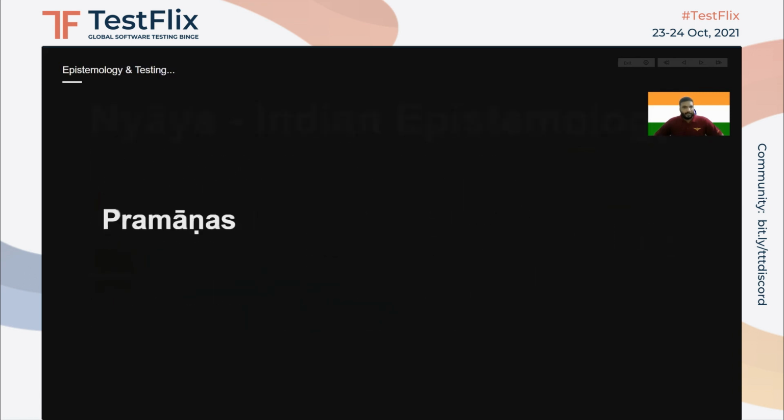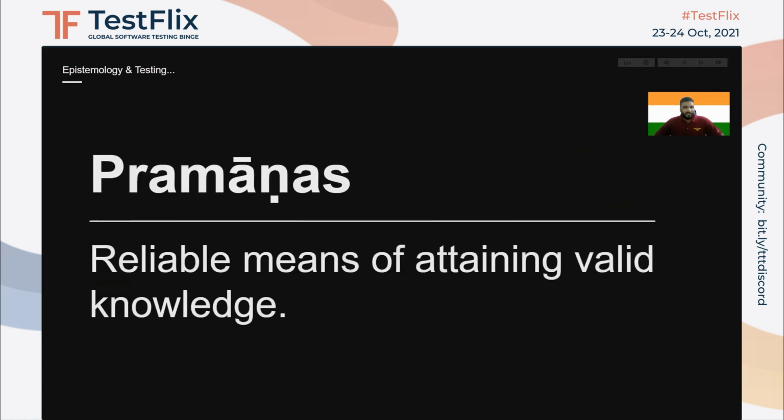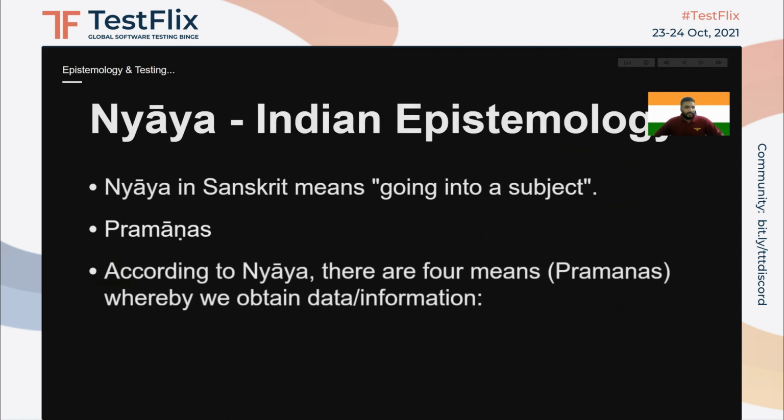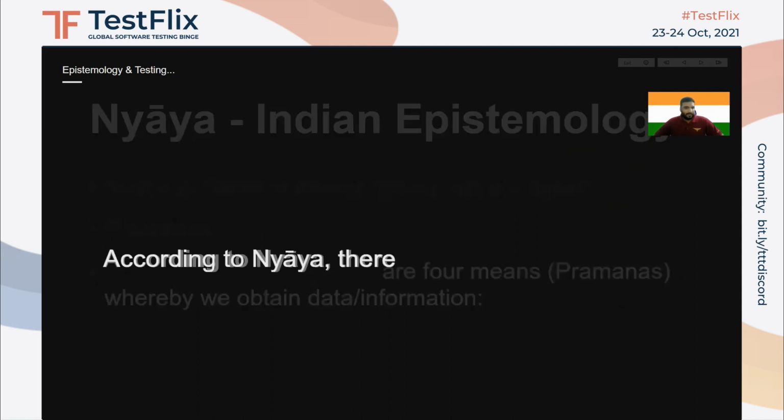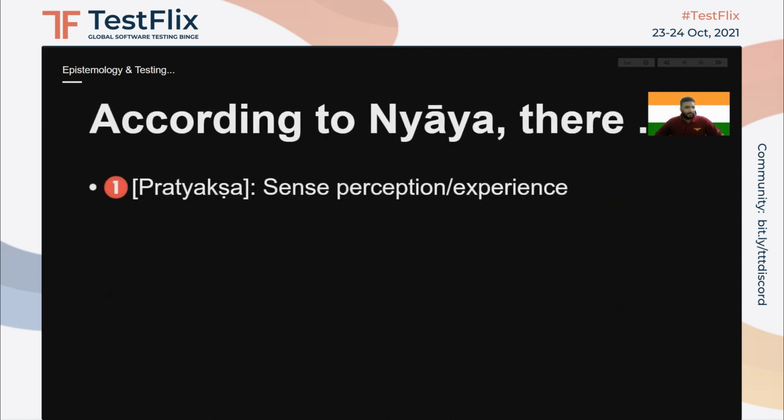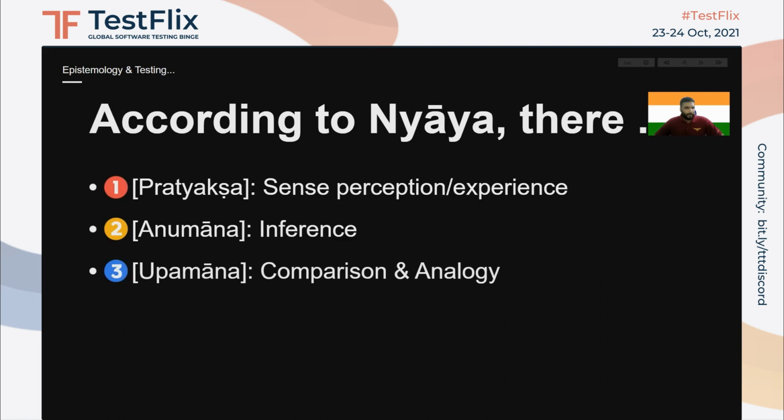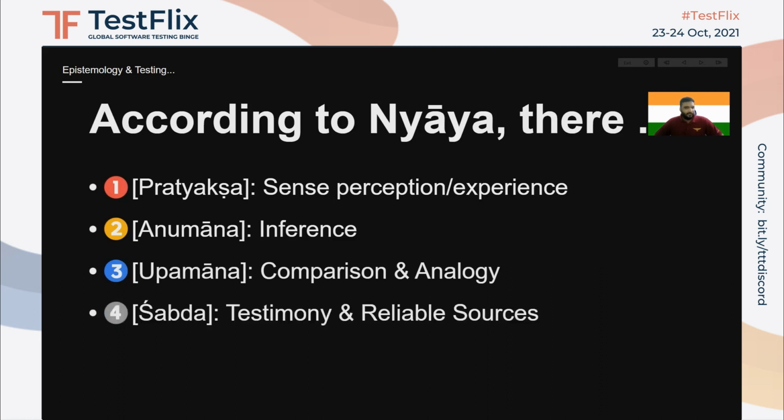It talks about pramanas. So pramanas are essentially reliable means of attaining valid knowledge. And there are different pramanas which different schools consider. So Nyaya considers 4 pramanas for obtaining the knowledge. That is Pratyaksh Praman, which is the perception from the senses. Second is Anuman Praman, which is the inference. Third is Upaman, which is comparison and analogy. And fourth is Shabd, which means testimony and reliable sources.